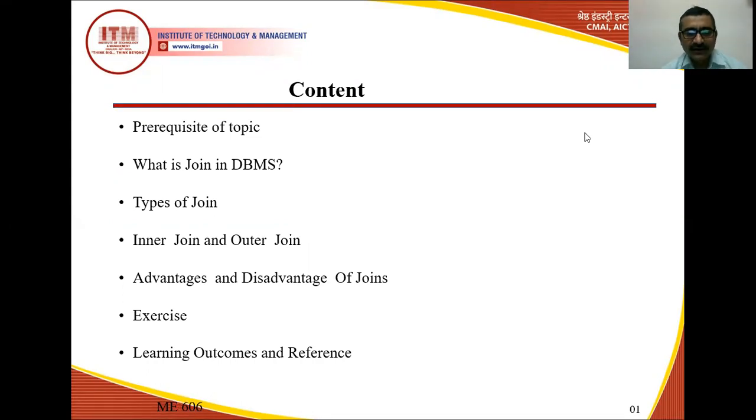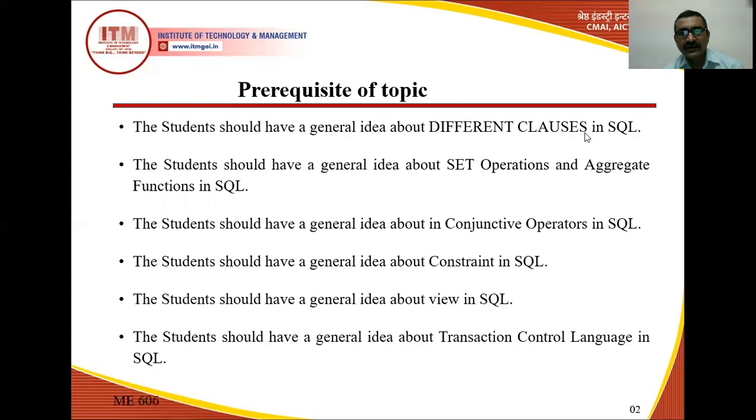And then after we have to further divide our inner join into two parts, and the outer join is divided into three parts. The inner join is divided into two parts, that is natural join and the theta join. The outer join is divided into three parts, that is left outer join, right outer join, and the full outer join. Then after we have to discuss the advantage, disadvantage of join, exercise question, learning outcome, and the references.